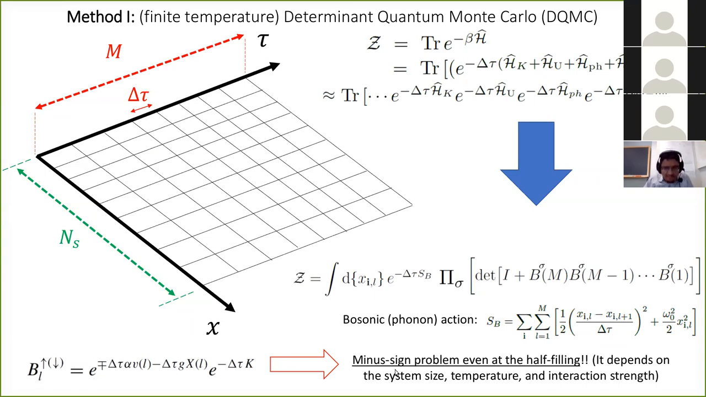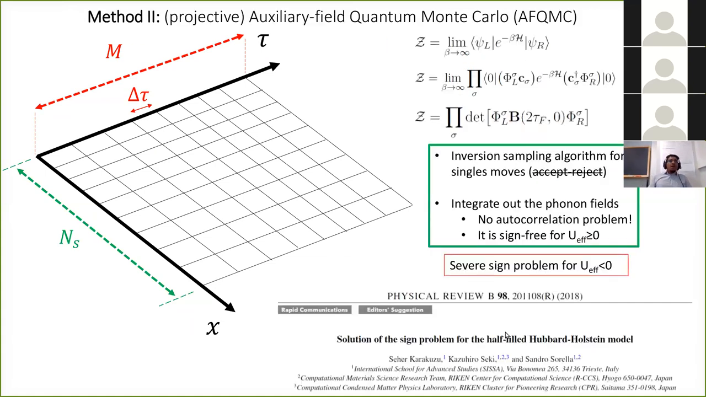So I have the minus sign problem, and you know that the minus sign problem is horrible. I have it even at half filling. And the average sign depends on the size of the system, on temperature, interaction strength, and so on. So this is a problem for us. On the other hand, I also work with the projective zero temperature auxiliary field.